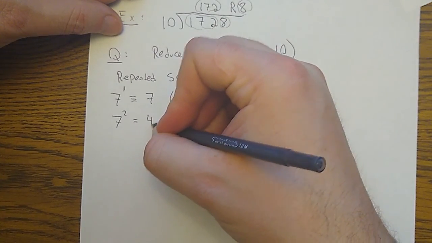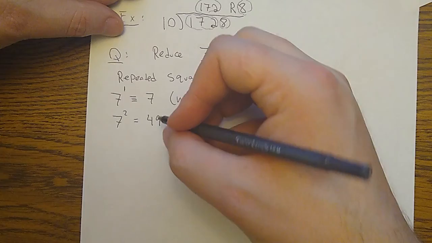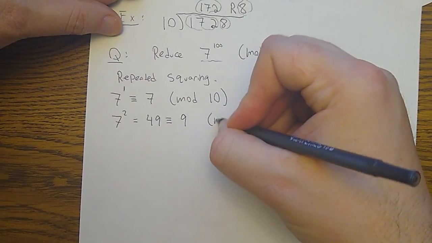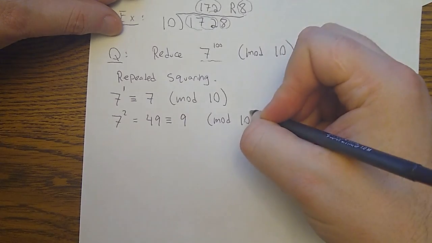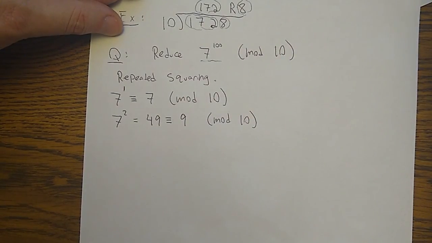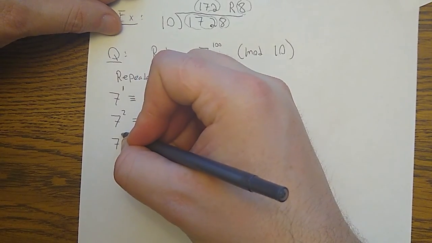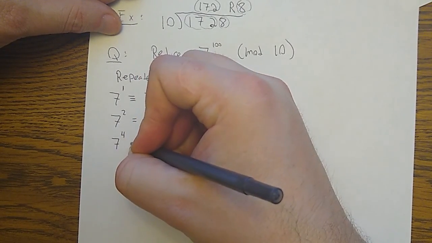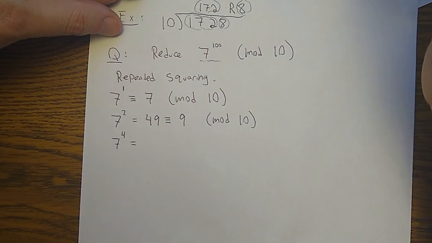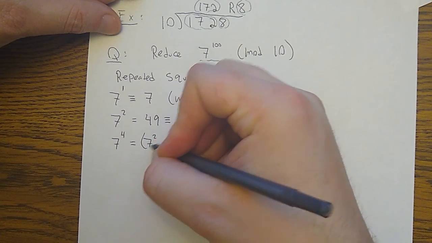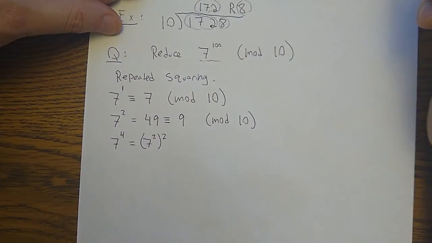7 squared is 49. That I have to just do in my head or remember it. And then that's congruent to 9 mod 10. Now I'm going to jump straight to 7 to the 4th because I can get 7 to the 4th based on what I've already done. 7 to the 4th is the same as 7 squared squared.